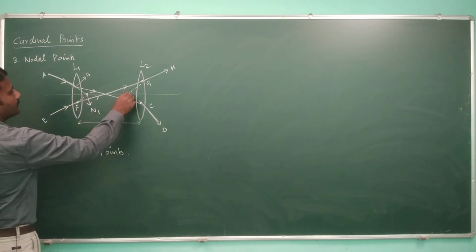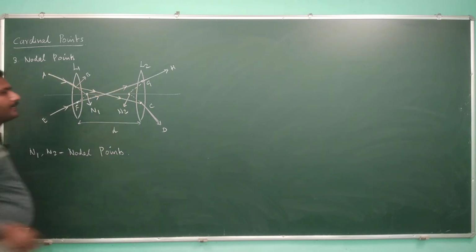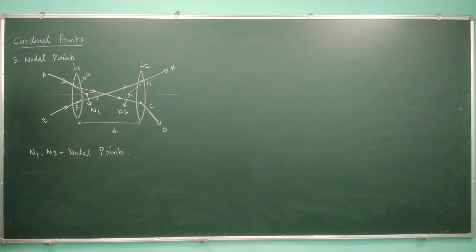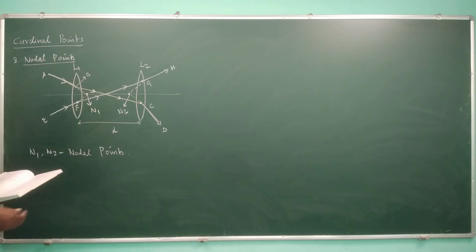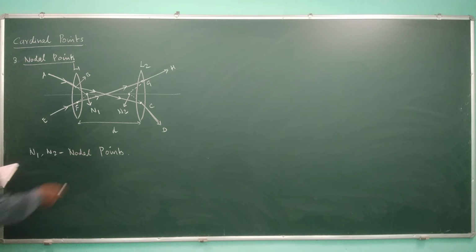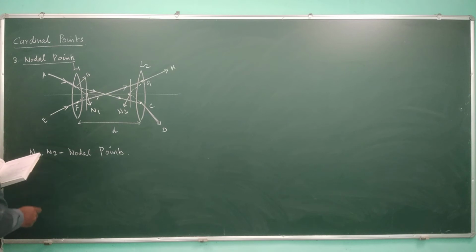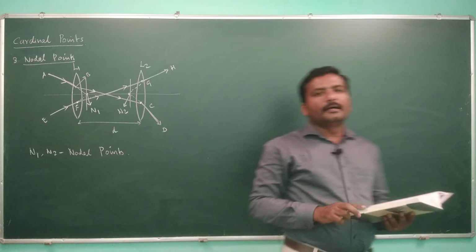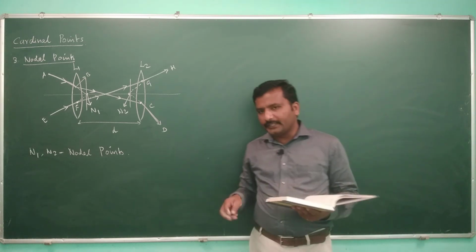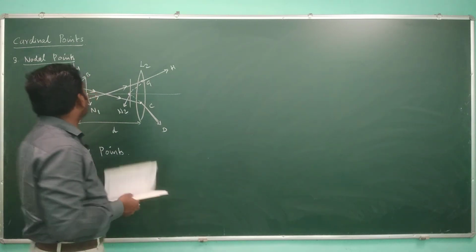At a nodal point, if a light ray travels towards the nodal point, the net refraction is 0. In that way you can define nodal points. And the planes corresponding to nodal points 1 and 2 are called nodal planes. Nodal planes are perpendicular lines drawn to the optical axis at the points N1 and N2, which are the nodal points, right?